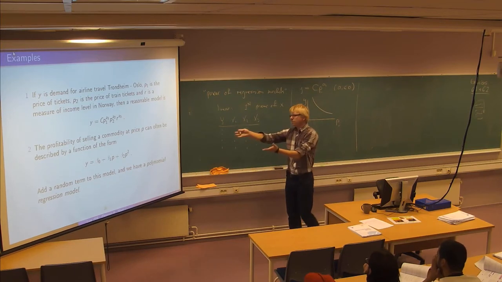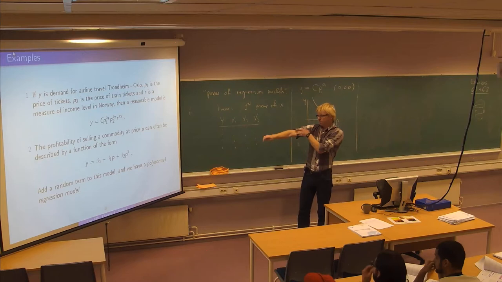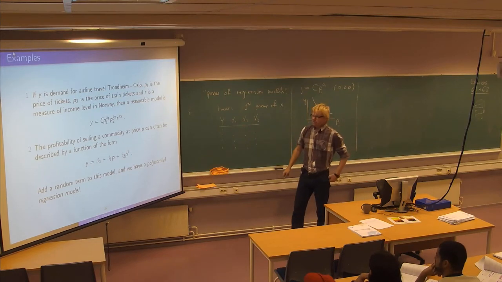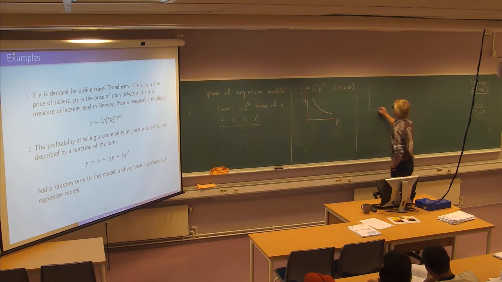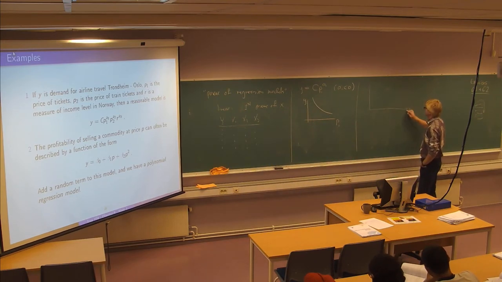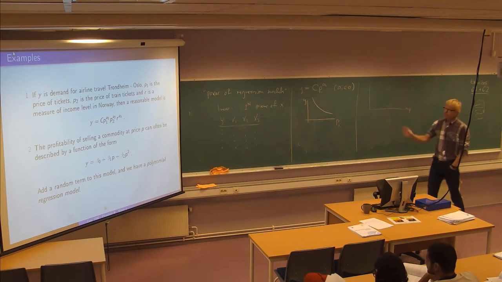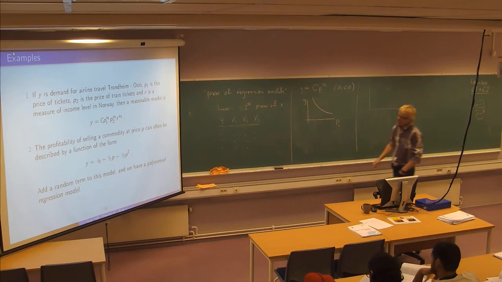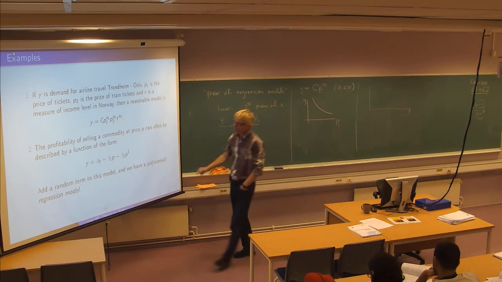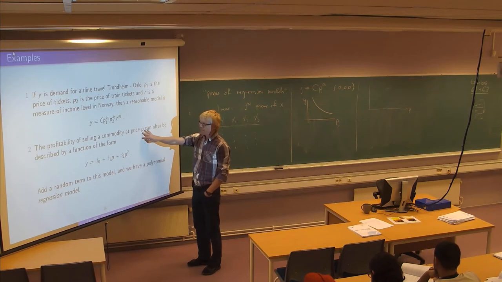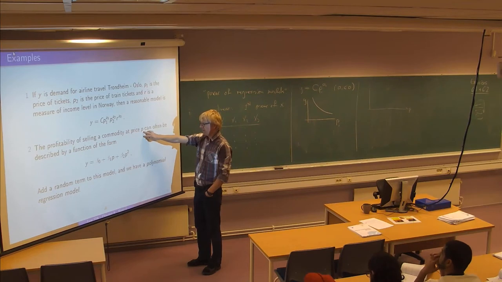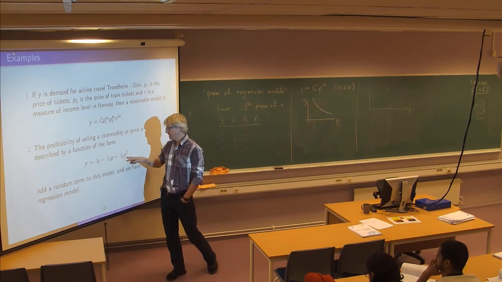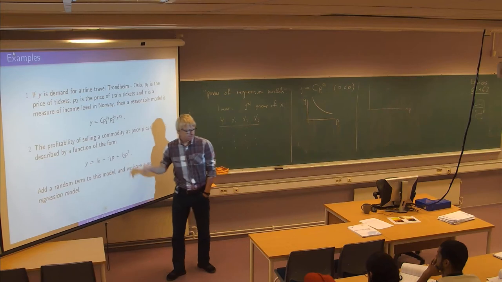The second one is just one example of what we call a polynomial model. It's something like this. Suppose you have a commodity and you want to try different prices. Then you would see sometimes that the profitability of your sales as a function of the price can be something like a second order polynomial like this.